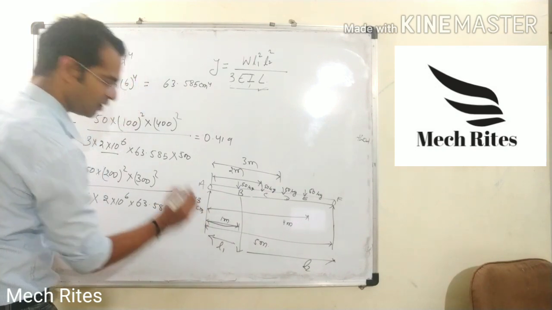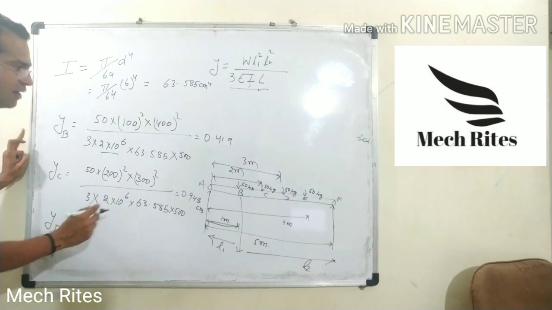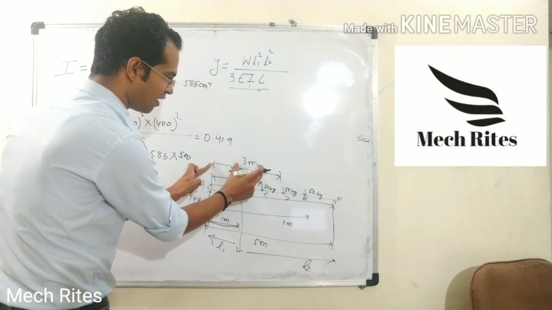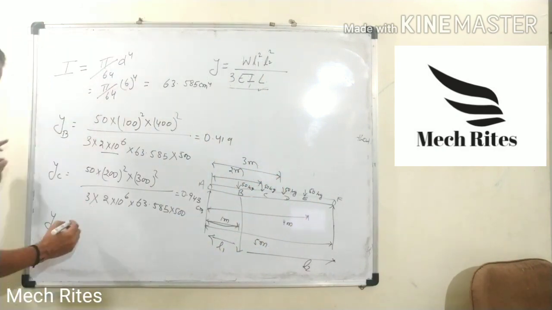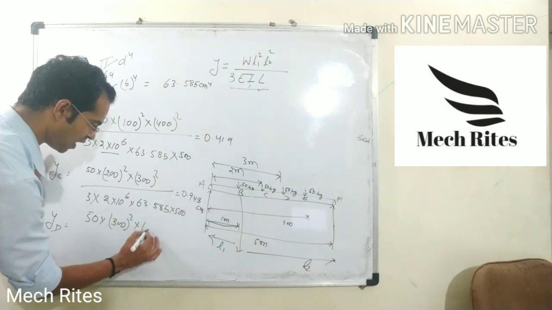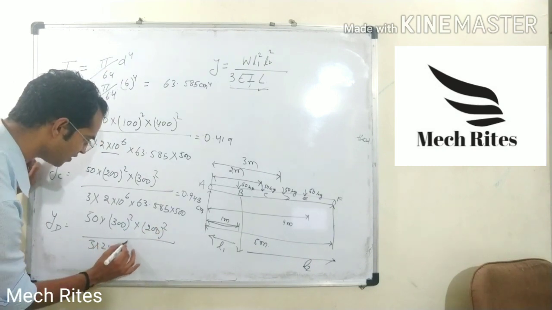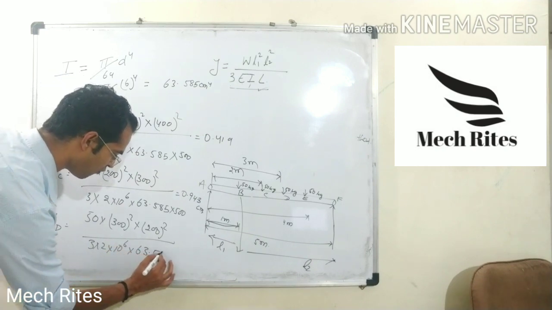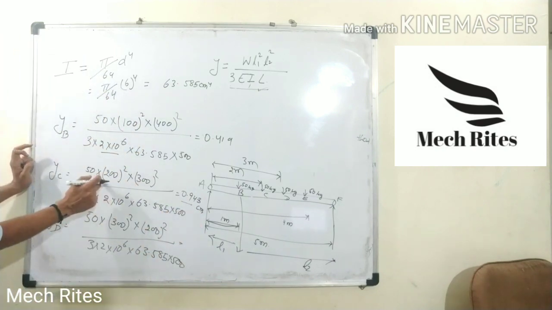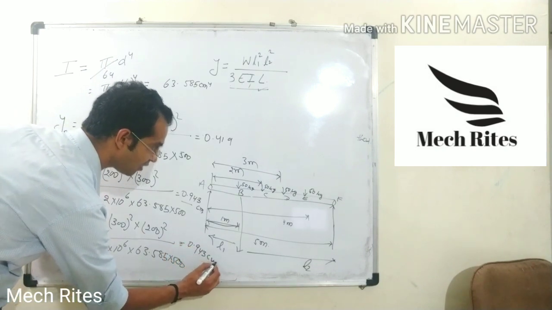0.943 centimeter. Similarly, for YD we will do what? L1 will be this plus this. It means 300 centimeter, L2 will be 200 centimeter. So 50 into 300 square multiplied by 200 square divided by 3 into 2 into 10 to the power 6 multiplied by 63.585 multiplied by 500. The answer will be as it is, because this part is going this side, this part is going this side. So the final answer will be 0.943 centimeter.